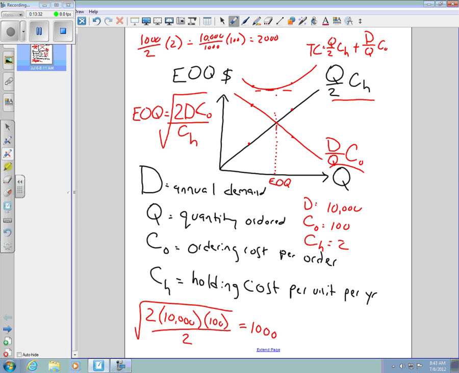So that's this point right here. This is 2,000. This point right here is 1,000. Okay. Now you notice if the quantity I order goes up, then I go up the total cost curve. If I order fewer than that, then I also go up the total cost curve. So 1,000 is the optimal number to order in an effort to minimize the sum of my holding and ordering costs. And that is the total cost and EOQ models.